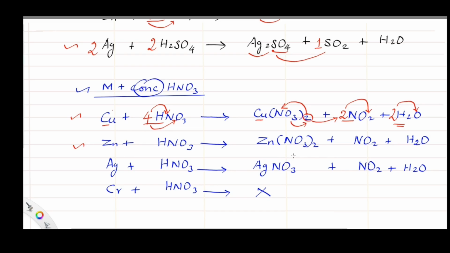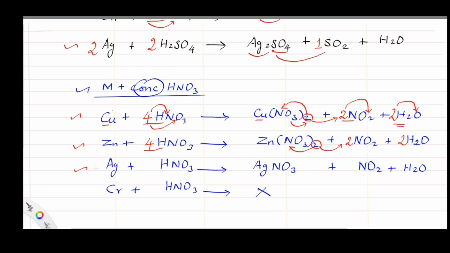Similarly, moving to the second example, when zinc reacts with nitric acid to form zinc nitrate, in zinc nitrate, nitrate is present 2 times. So we put the 2 in front of nitrogen dioxide. We get 4 nitrogens, that is 2 in nitrate and 2 in nitrogen dioxide. Similar to the above equation, we put the 4 in front of nitric acid and for 4 hydrogen, we put 2 in front of water. So now it is a balanced equation.